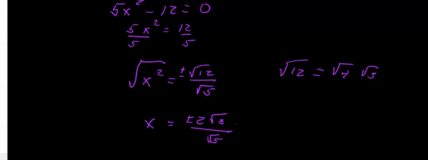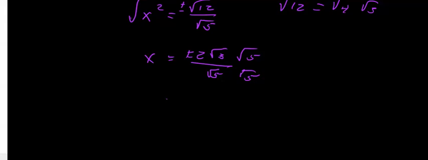And then multiply top and bottom by square root of 5, and we end up with plus or minus 2 radical 15 over 5. This cannot be simplified because this is in a radical of 15 and the 5 is out.